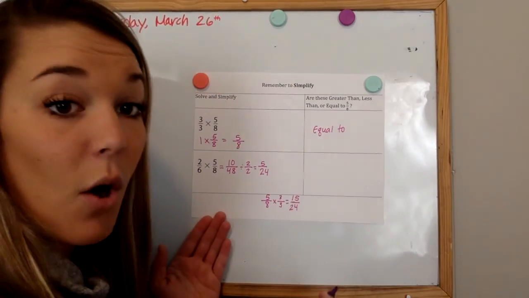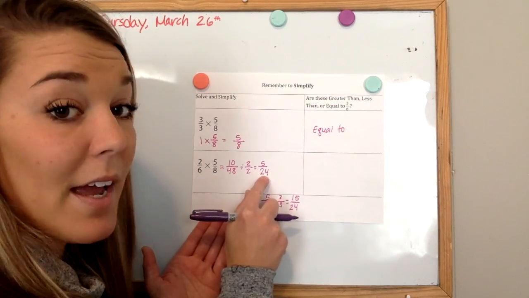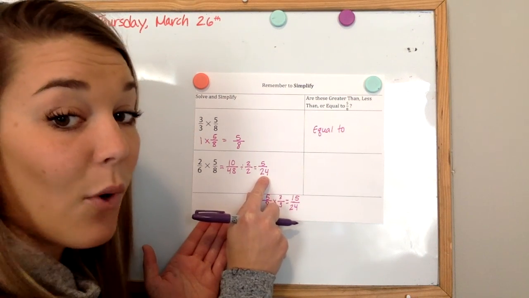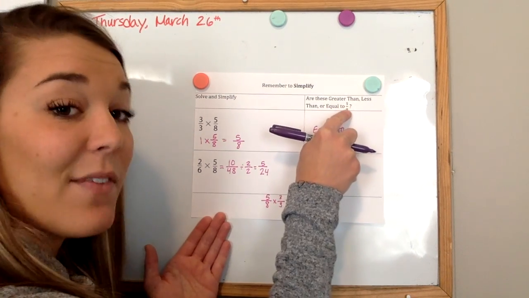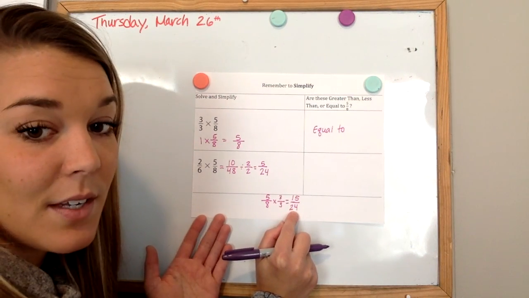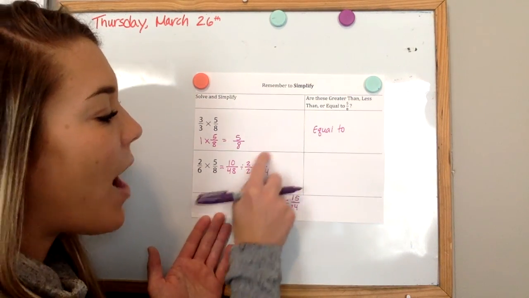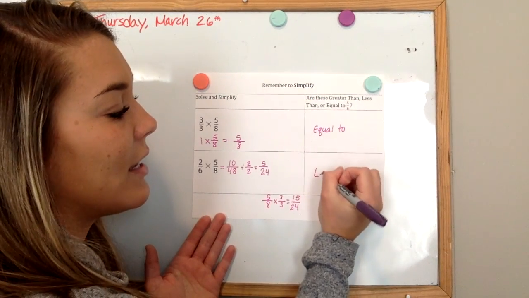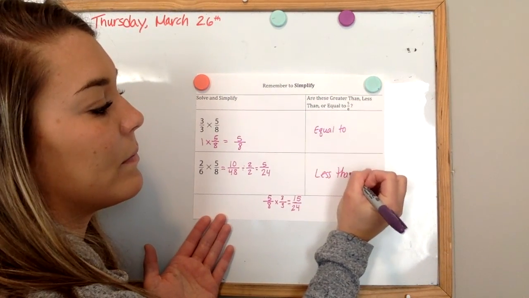Okay, so my product for my expression here was 5/24. I'm comparing it to 5/8, which is equivalent to 15/24. So that means my answer is less than.